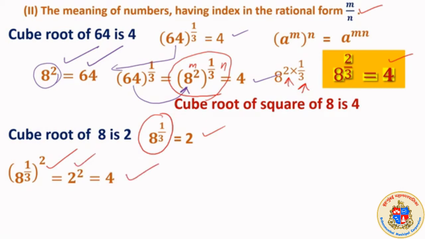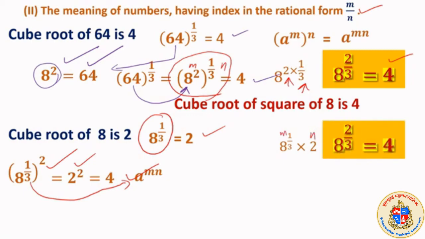ठीक है, इतना समय में we are applying the same rule of a to the power mn. मैंने shortcut मारा, मतलब this can be represented in this format. तो कैसे लिखेंगे? We will write 8 to the power of 1 upon 3 into 2. Similar, जैसे पहले लिखा था. This is m for the sake, and this is n in that case. And if we further write, 8 to the power of 2 upon 3.